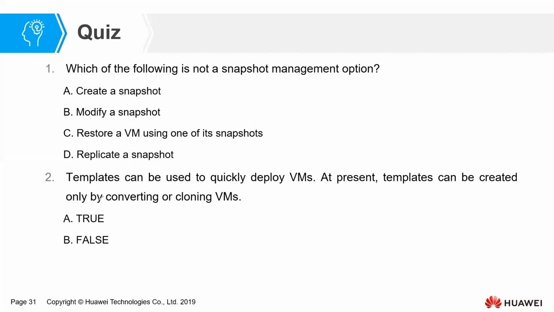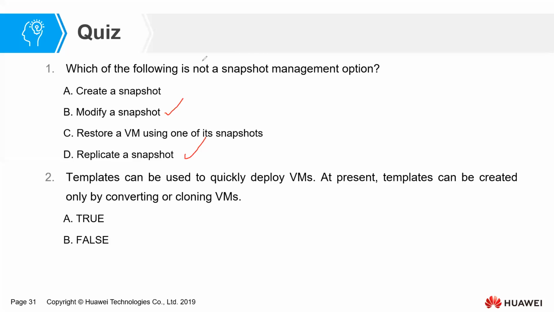B for dog, B for boy. One is saying B, one is saying D. Which one is which? Me, I'm saying B. Modify a snapshot. Okay.